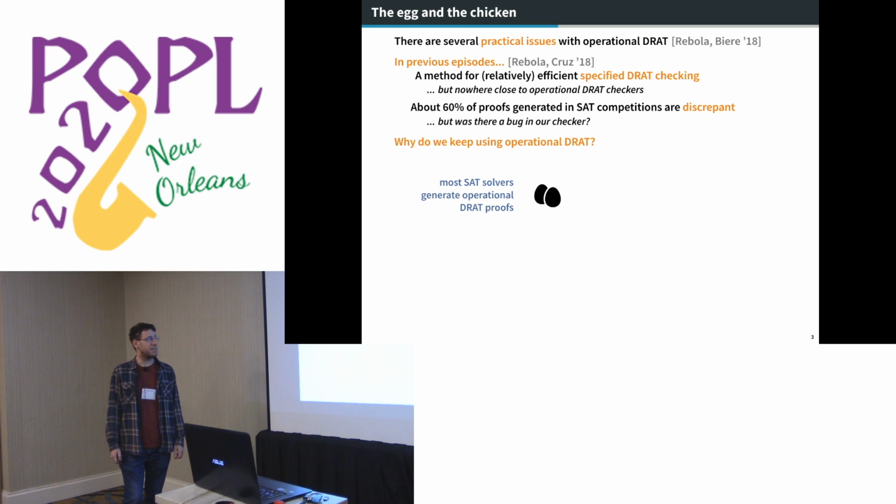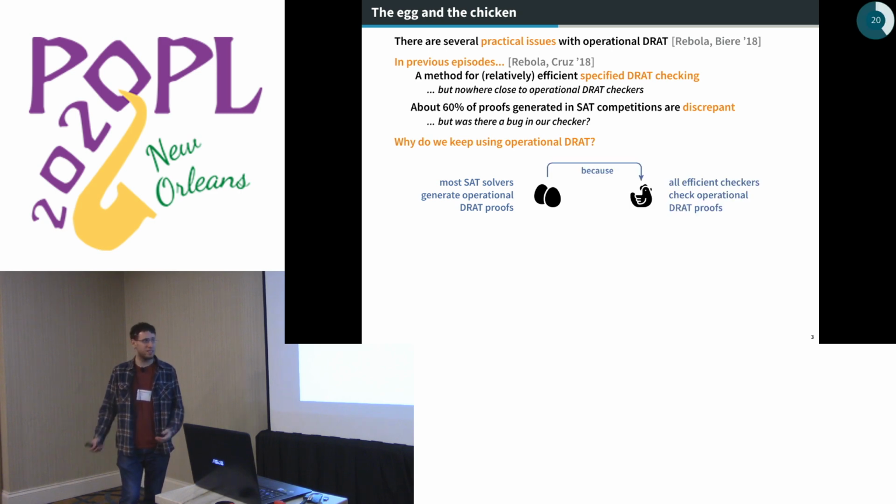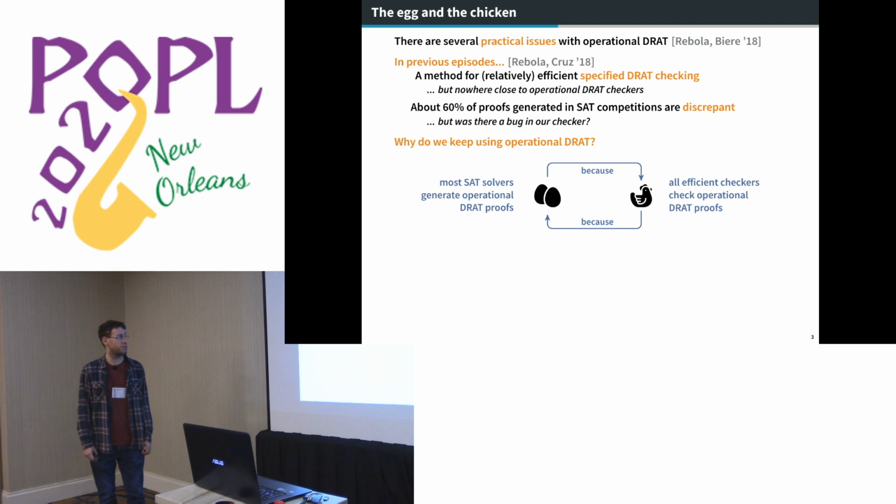And that is because all efficient checkers check operational DRAT proofs. And they check operational DRAT proofs because most SAT solvers are generating operational DRAT proofs, and so on. So we have an egg and a chicken problem. If we want to solve this, we need to actually tackle both problems at the same time. And this is what we do in this paper.